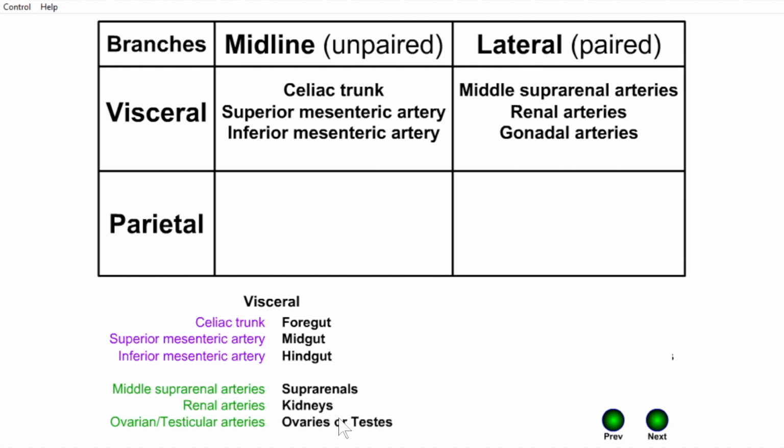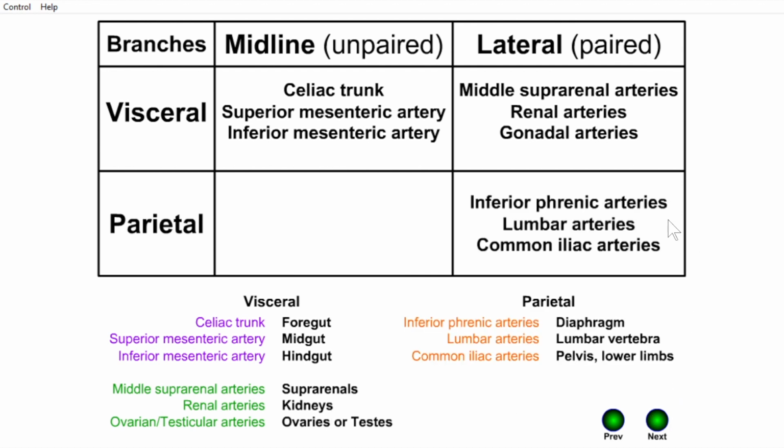The third group of branches, we can think of them as being on both sides of the aorta. That is, they are lateral, and for example, the inferior phrenic arteries are supplying the diaphragm, the lumbar arteries are supplying the lumbar vertebrae, and the common iliac arteries are supplying the pelvis, the perineum, and the lower limbs. The last artery, the median sacral artery, is in the midline, and that, of course, would supply, for example, the sacrum and the rectum.